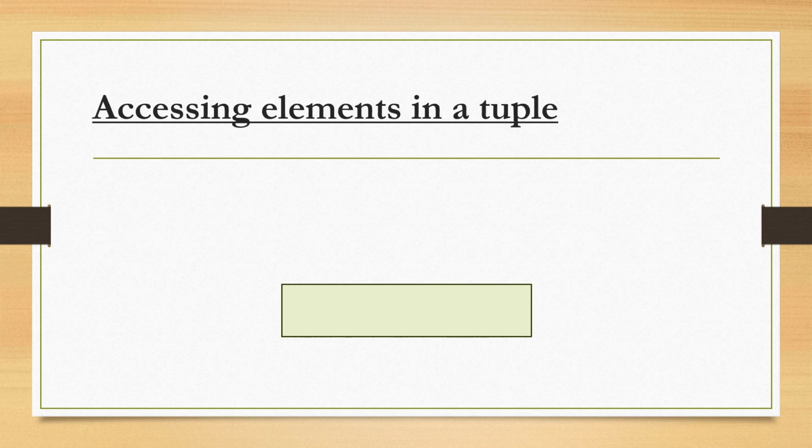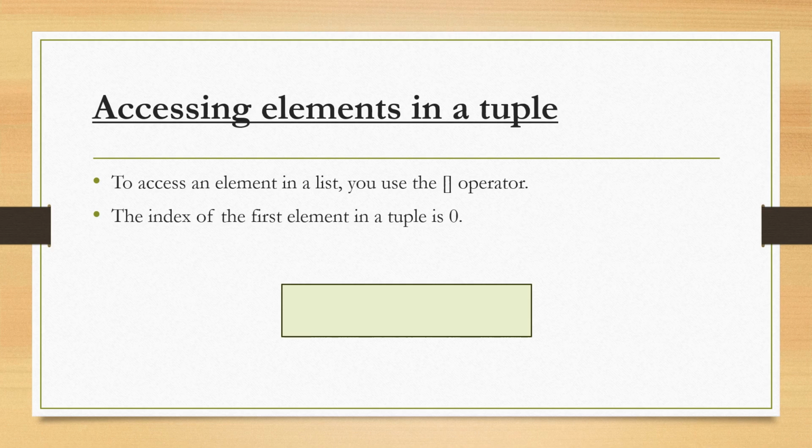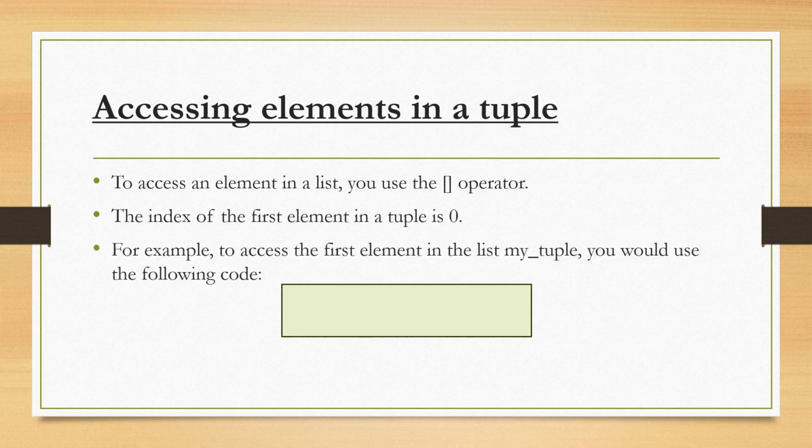So now how can we access the elements in a tuple? This is the syntax for accessing the elements in a tuple. To access an element in a tuple we can use square brackets. It is similar to a list and the index of the first element in a tuple is 0. For example, to access the first element in my_tuple, we use the following code: first_element equal to my_tuple, and in square brackets we use 0.